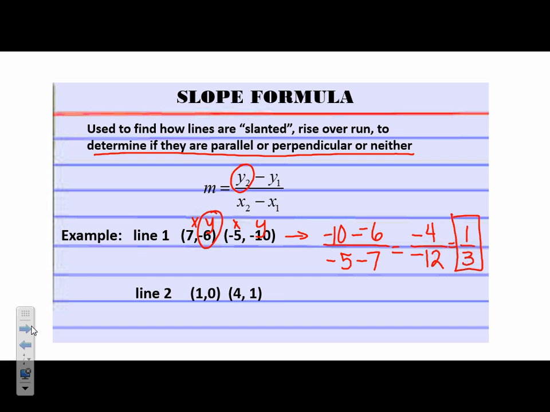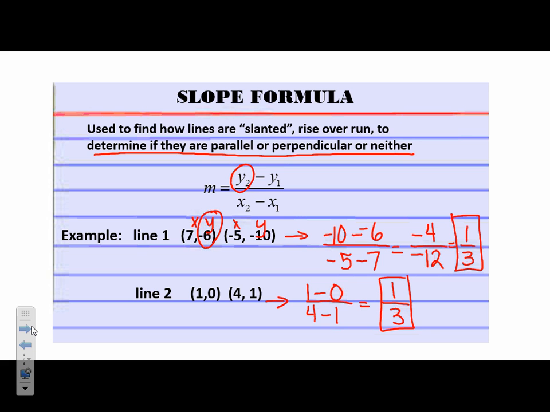And then we would do the same thing for our second line here. X's and Y's again, Y from the second point minus Y from the first point, X from the second point minus X from the first point. And then we'll go ahead and subtract. 1 minus 0 is 1. 4 minus 1 is 3. Nice. They both have a slope of 1/3.